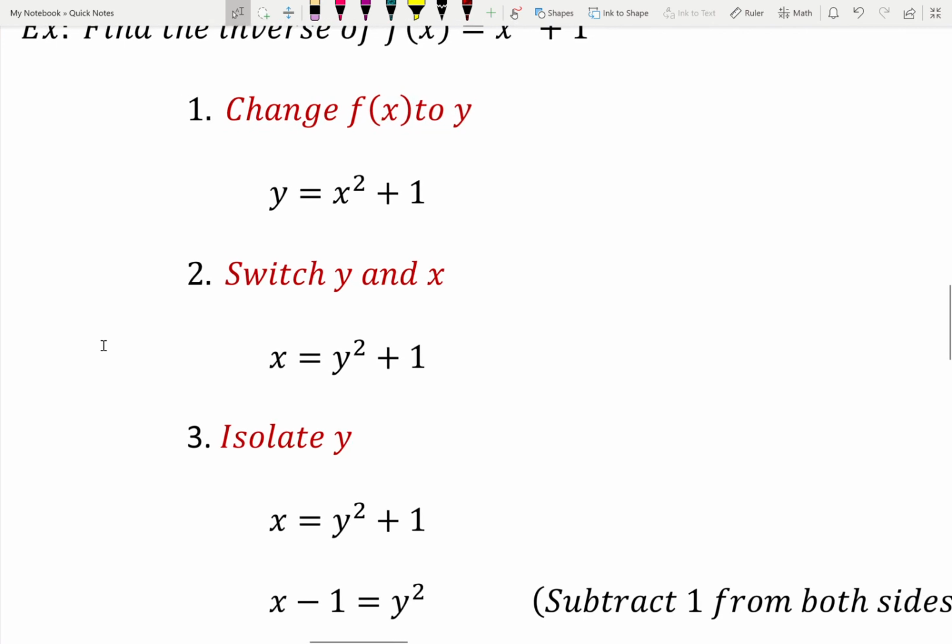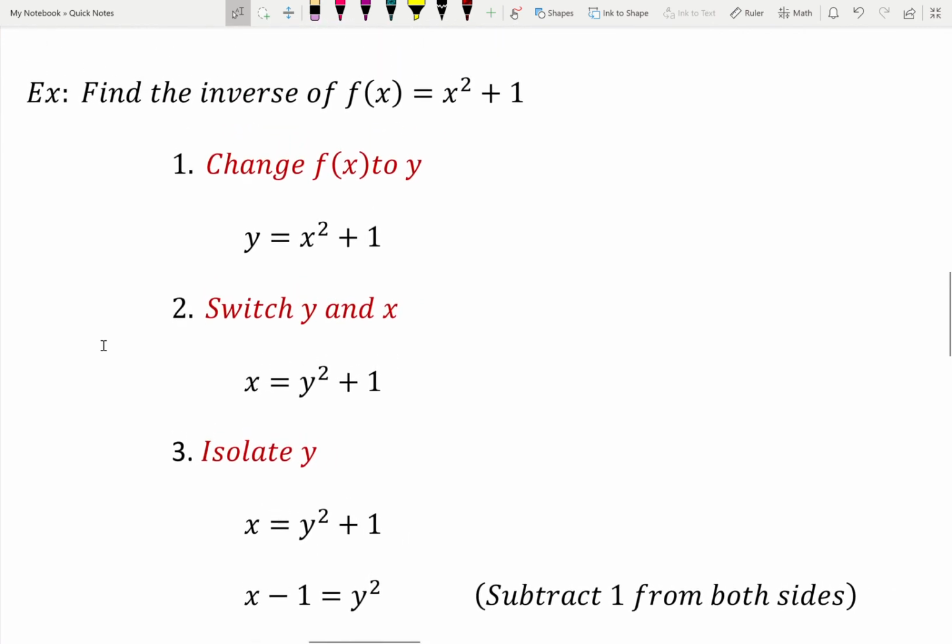So you guys can see, let me zoom that out. Good. x minus 1 equals y squared. Now again, what we have is a y stuck underneath an exponent. We have to get rid of this square right here. So how do we undo a square? We take the square root.